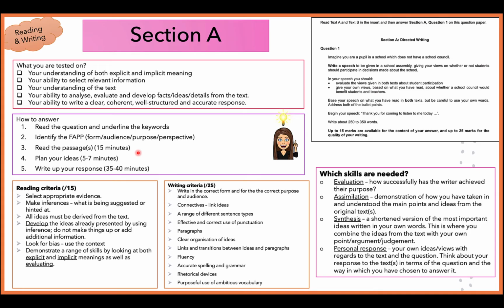So read through the passage for around 15 minutes, just make sure you understand. You might decide to underline or highlight anything that stands out for you that's interesting, and then once you've done that you can plan your ideas. So you want to plan what you want to say throughout the entire essay. This will help you with the structure, the coherence, the fluency of your ideas, but it also helps to make a plan so you can make sure that you're addressing the different bullet points here and you're doing exactly what the question has asked you to do.